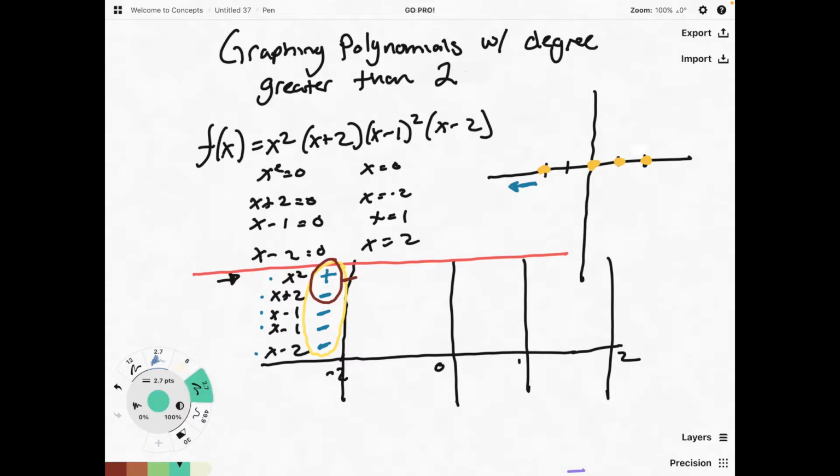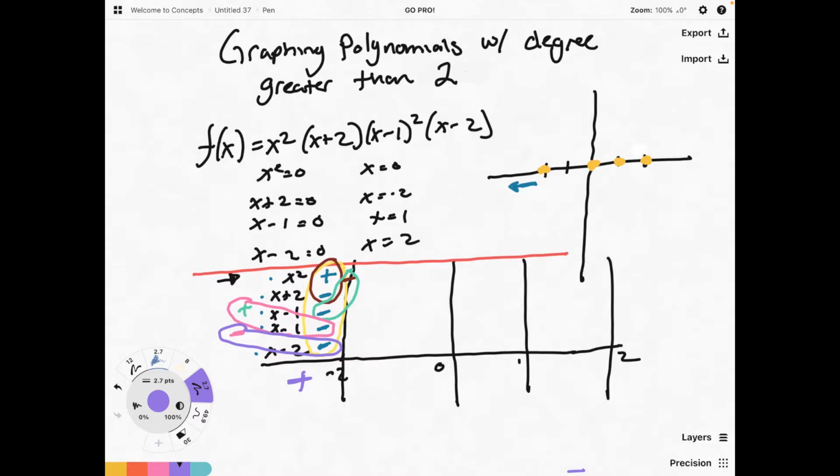That negative multiplied by that negative is going to be a positive value. That positive value multiplied by the negative is going to be a negative value, and then this negative multiplied by the final negative is going to be a positive value. So we know that to the left of -2, or all values smaller than -2, is going to go in a positive direction. Let's look at values between -2 and 0.